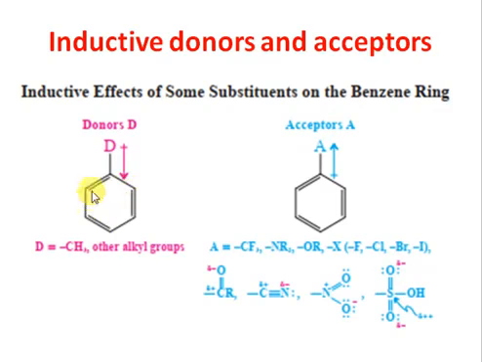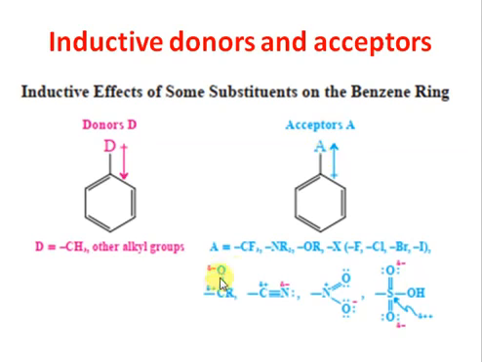As electronic density on the benzene ring increases, it becomes easier for the pi system to attack the electrophile. Whereas if you have a trifluoromethyl group here, or any heteroatom directly attached to the benzene ring, for example nitrogen, oxygen or halogen, all of these can withdraw inductively.